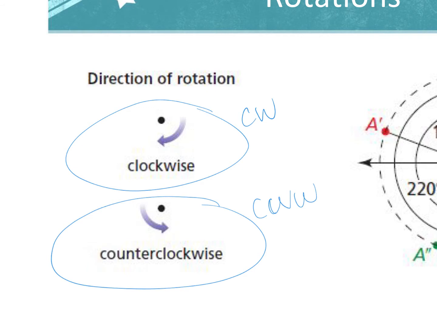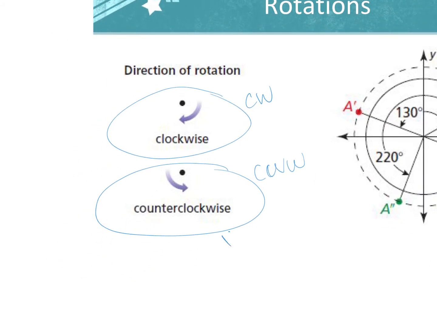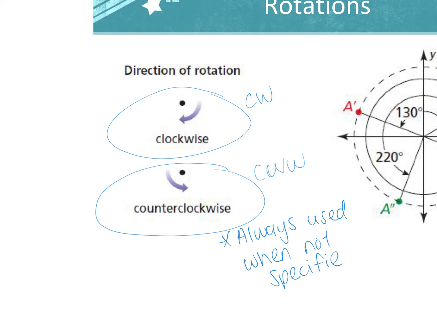Now, this is very important. If the question does not tell you which way to rotate, you always rotate counterclockwise. So put a star next to counterclockwise. This is always used when not specified. So if it just says rotate 90 degrees, which direction are we going to rotate? Counterclockwise, okay? If it said rotate 90 degrees clockwise, are you going to rotate counterclockwise? No, but it'll have to say it.